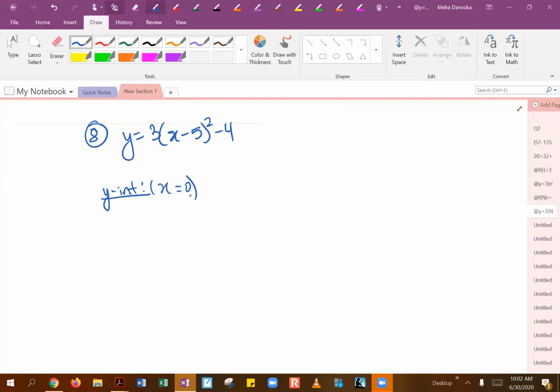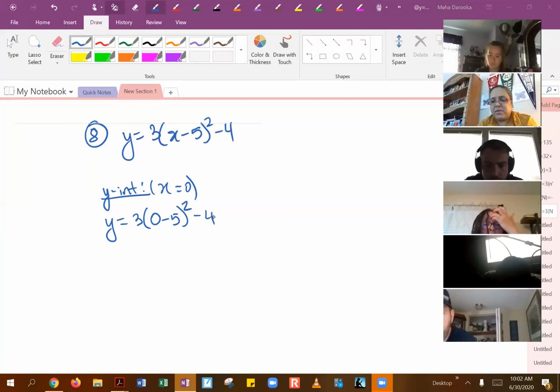We set our x equal to 0. So that would be y equals 3 times (0 minus 5) squared minus 4. And what do you think the y value will come out to be?